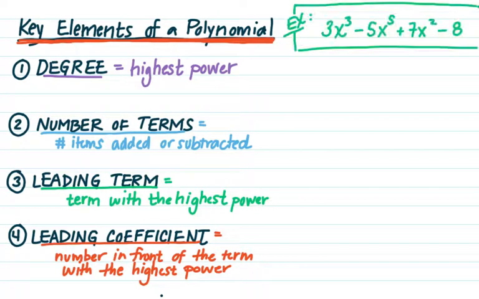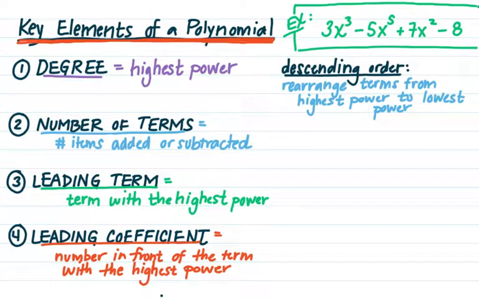Let's do an example. Start with a polynomial like this one I wrote in green. It's a good idea to put the polynomial in descending order, where we rearrange the terms from highest power to lowest power. So firstly, I would write minus 5x to the 5th, because that is the highest power. Then plus 3x cubed, that's the next highest. Then we'll have plus 7x squared. That's the next highest. And then minus 8. Remember, that's just like x to the power 0.